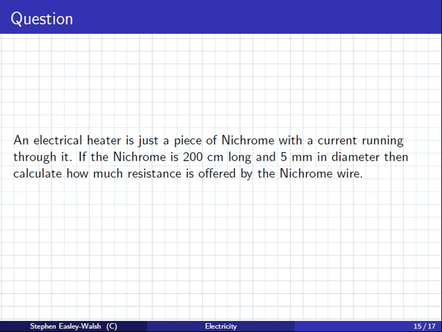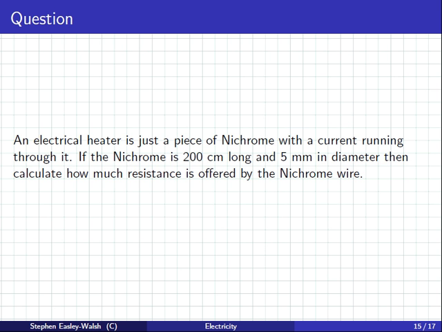Right, let's have a look at this one. Very simple. An electrical heater is a piece of nichrome with a current through it. The nichrome is 200 centimeters long and 5 millimeters in diameter. How much resistance is there in the wire? So the formula is rho L over A. You know the rho, don't you? What's the L?